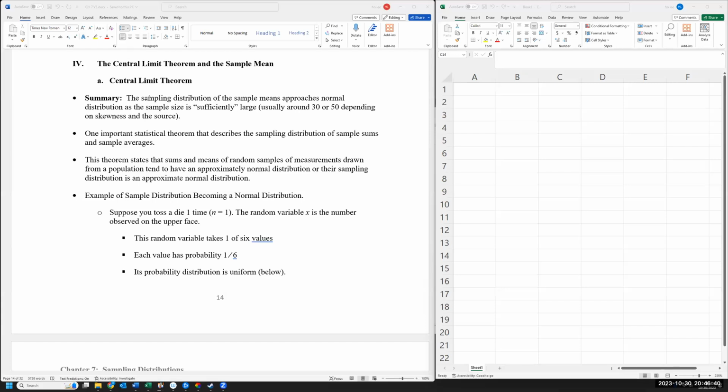Okay, this is part 3 of my lecture on chapter 7. Here we're going to introduce to you the central limit theorem. It's an important theorem that we're going to rely on for much of the remainder of this chapter and the next couple of chapters.